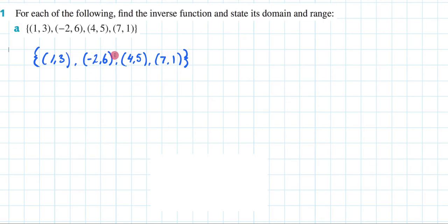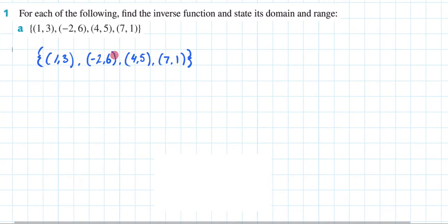So we're doing exercise 5G, and in this video I'll be answering question 1a, which says for each of the following find the inverse function, and state its domain and range. And as you can see here, we've been given a set of ordered pairs, and this is our function. So what I've done is just rewritten it down here, and I'm going to denote it with the letter F.